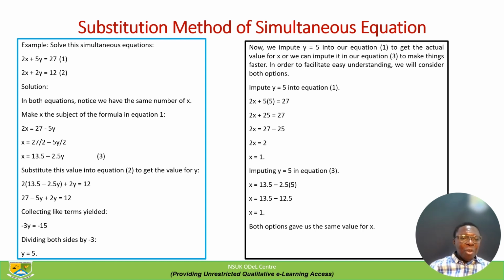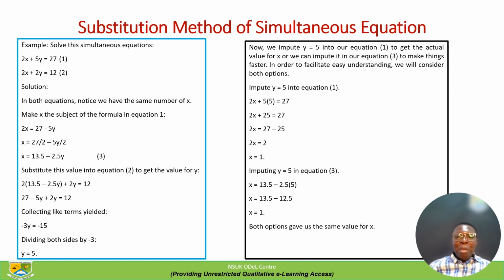So we have, dividing both sides by minus 3. If you divide both sides by minus 3, since it's minus 3, minus goes with minus, 3 goes with minus 3. So what we will end up having is y equals 5. I hope this is quite clear and simple.